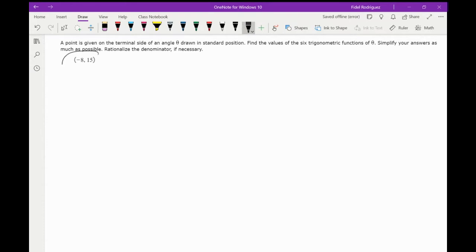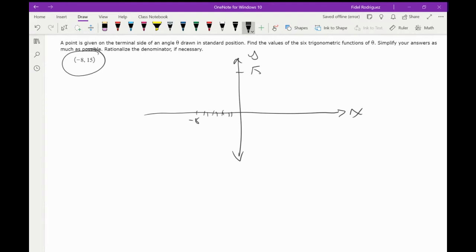Okay, let me ask you a question. What quadrant is the point (-8, 15) in? 2, right? So we're going to go like this. Here's my x-axis. Here's my y-axis. We're going to go 1, 2, 3, 4, 5, 6, 7, 8. Somewhere over here, right? Here's -8. And somewhere up here is 15. So this is kind of what we're looking at, right? And this here is going to be my angle theta.